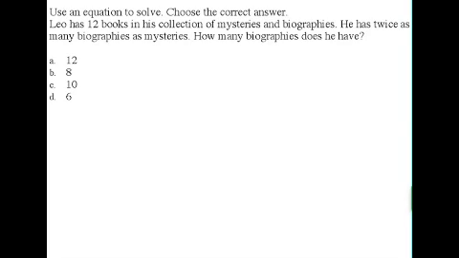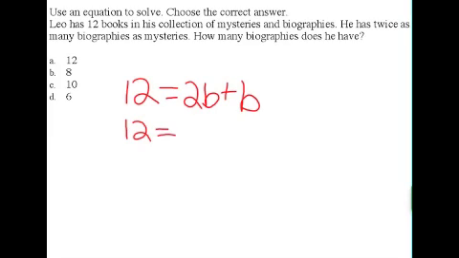There are 12 total books. That is 12 total books are equal to 2 times biographies plus biographies. Write it as 12 equals 2b plus b, which is the same as 3b. So rewrite 12 equals 3b. Divide by 3, which is the inverse of multiply by 3. 4 equals b. There are 4 biographies.